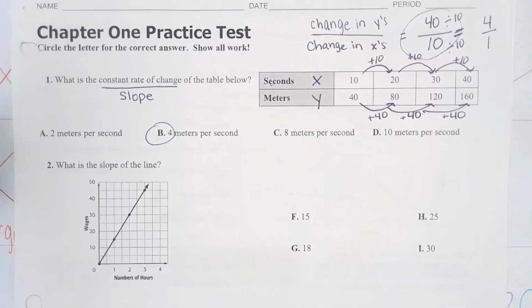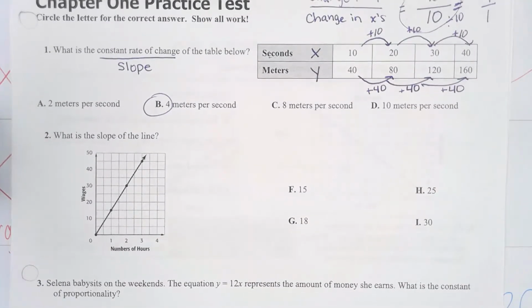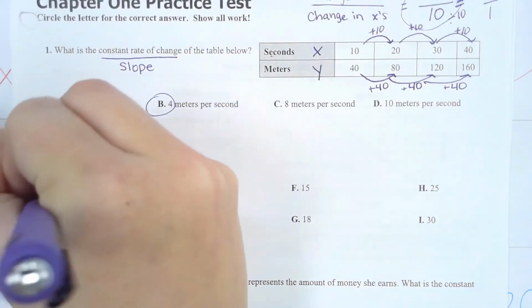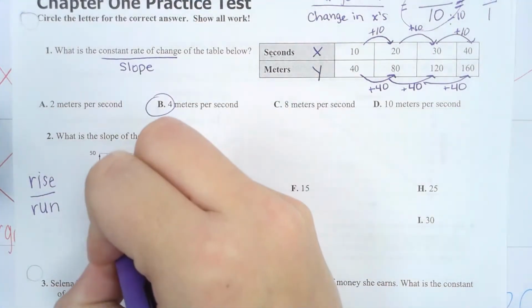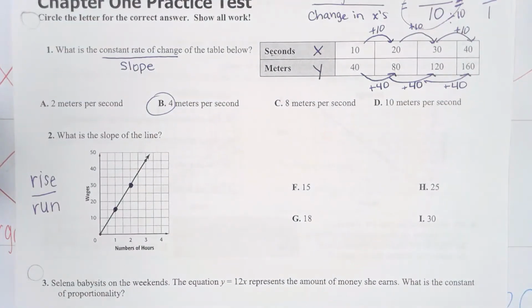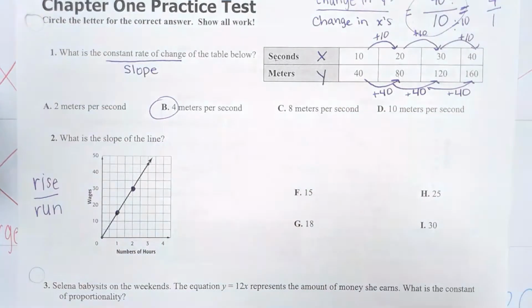All right, number 2, what is the slope of the line? So again, to find slope of a graph, we are using our formula rise over run. And you need 2 points on the line to find the slope. So let's say I pick this point and this point. And out of those 2 points, you start with the one furthest to the left, and you're trying to get from point A to point B.